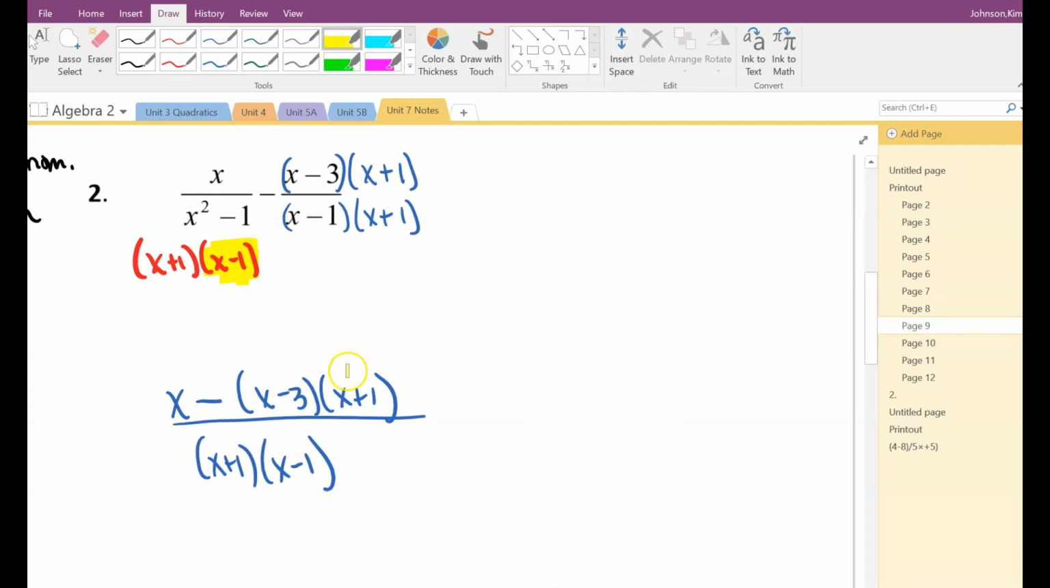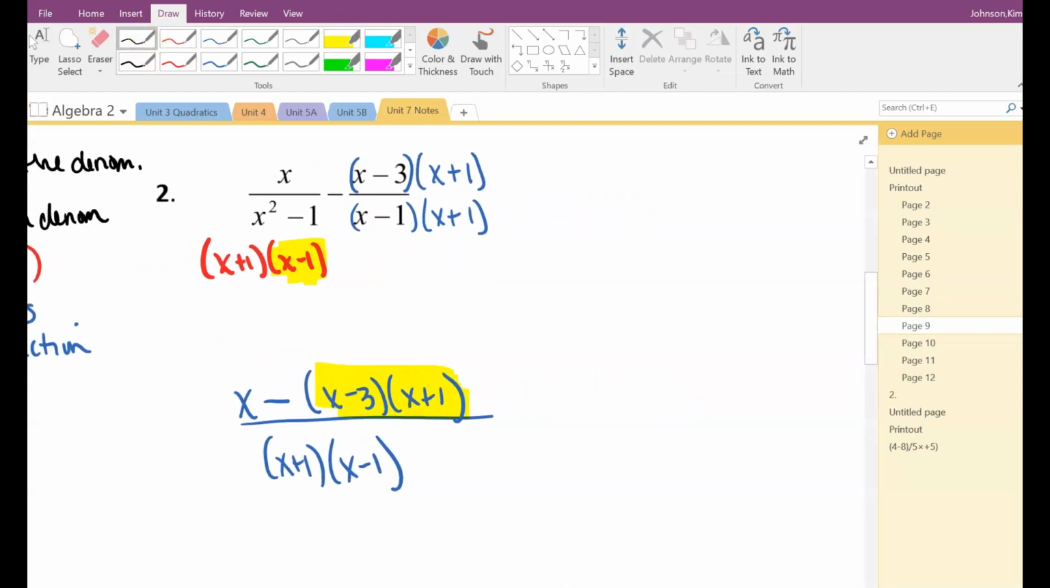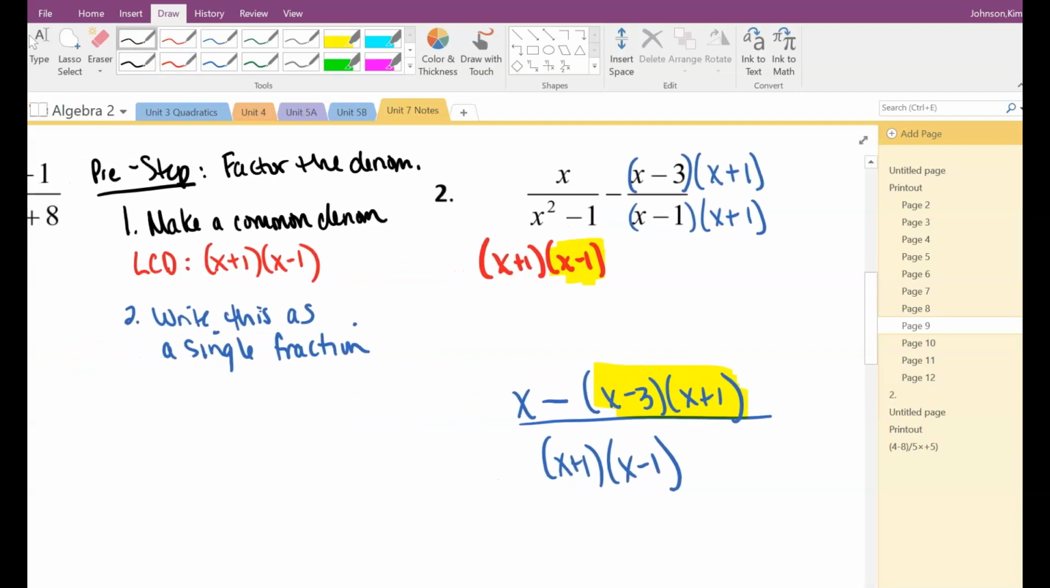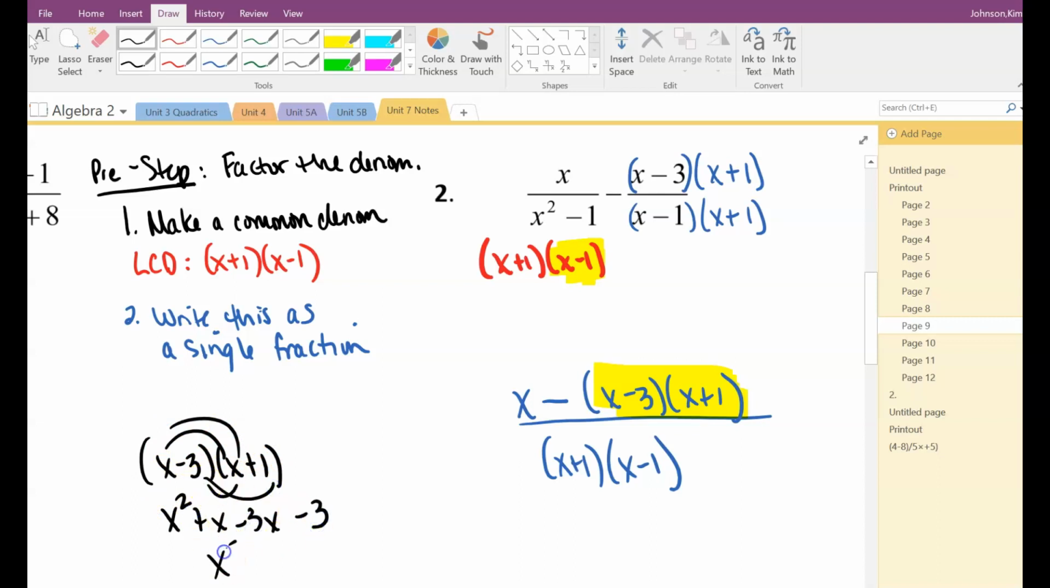So I'm going to do a little side work for this because I don't know exactly what x minus 3 times x plus 1 is, right? So I need to multiply that out, do a little side work over here. X minus 3 times x plus 1, my bad, is going to be x squared plus x minus 3x minus 3, which is x squared minus 2x minus 3.